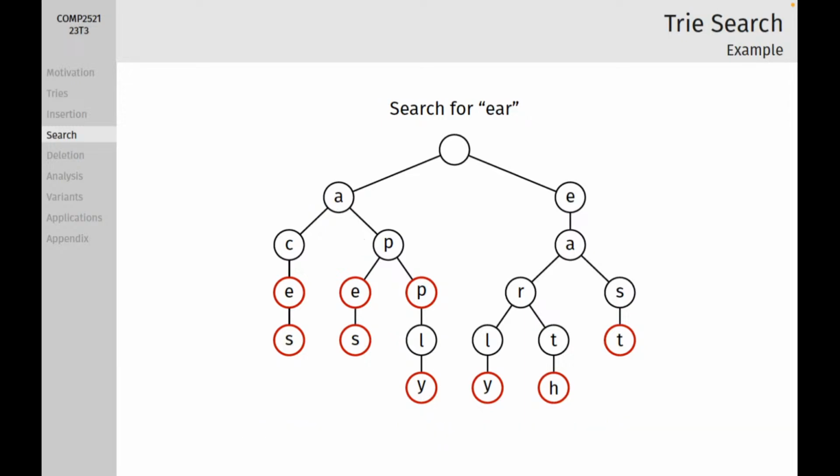All right, and the last case is searching for the word ear. When we search for ear, we see that the root node has a child node corresponding to E, the E has a child node corresponding to A, and the A has a child node corresponding to R, and this is the node that we end up at. But the node isn't marked as a finishing node. So ear is not in the trie.